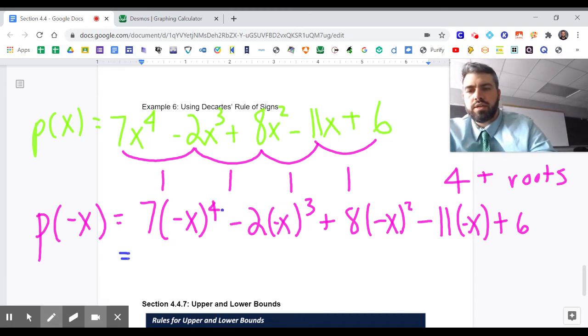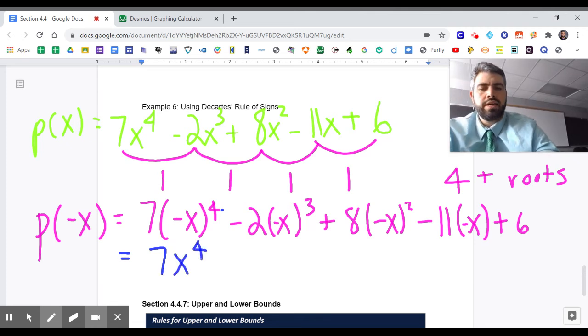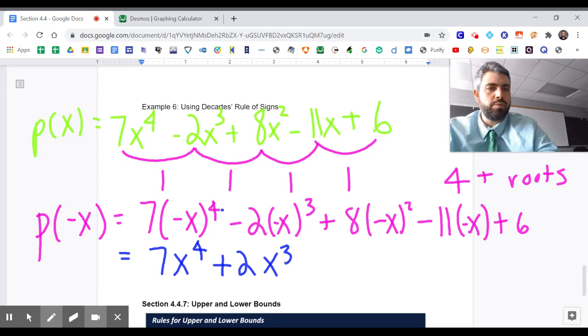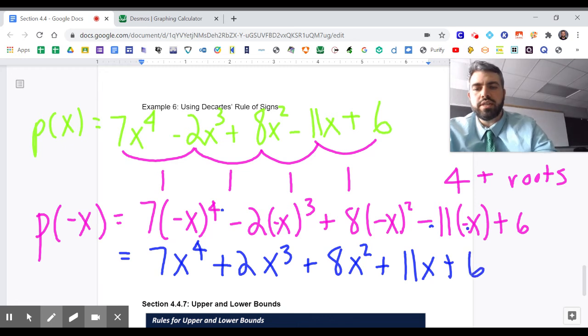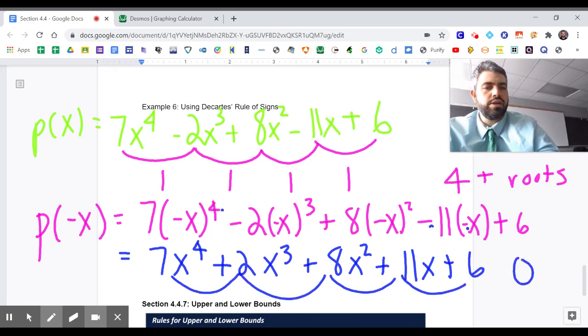So this is going to be, or make it positive, so 7x to the 4th. Now negative x to the 3rd would be negative x cubed, so times negative 2 would be 2x to the 3rd. Negative x squared would be x squared, so it would be plus 8x squared. Then right here we have negative 11 times negative x would be plus 11x and then plus 6. And notice as I go across, I don't have any sign changes. So there's going to be 0 negative roots.